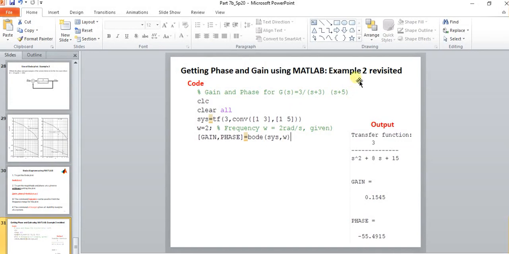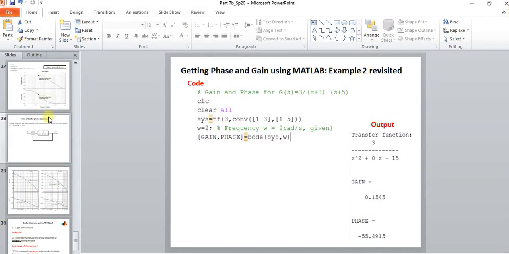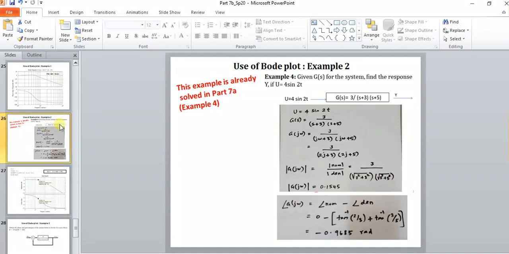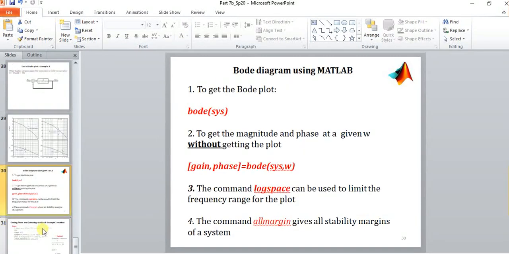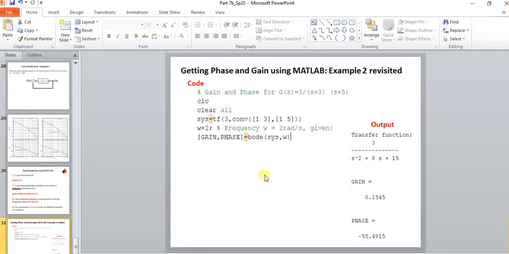So what we do now, we had finished example 2 just now. So example 2 was this. What we will do is, for this example, we will find the phase and gain. Remember, here I am not going to find the phase margin and gain margin. That is not my purpose. I want to know just the phase and gain at a given frequency.